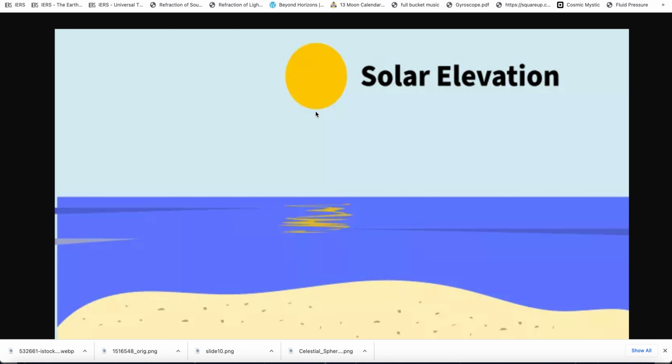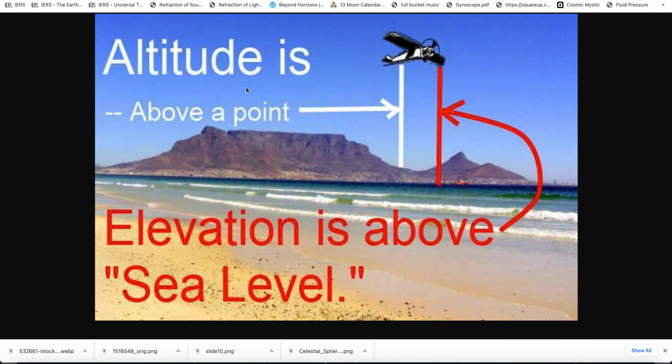That's it. So, what we must do first is we must define what elevation is. That's the first thing, right? So, we go here, right? It says here on this that altitude is above a point, right? So, altitude is air pressure.